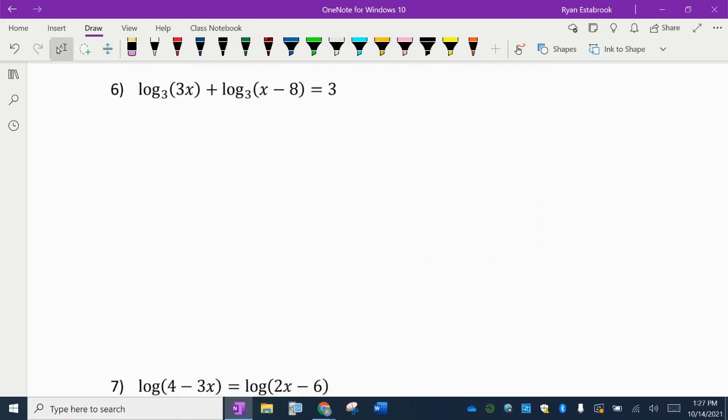All right, here's number 6. Again, let me give you a chance to see what you can do with this one. Think about what we've done before. We have 2 log base 3s that are added together. What does it mean you're going to do with these things? When you're stuck, then try to convert. See what you can do.